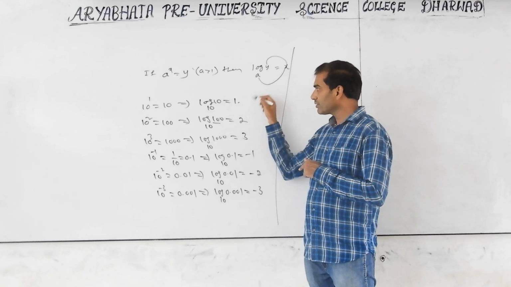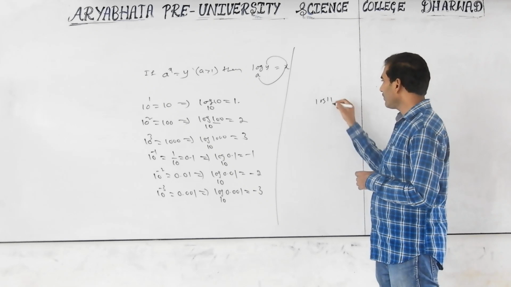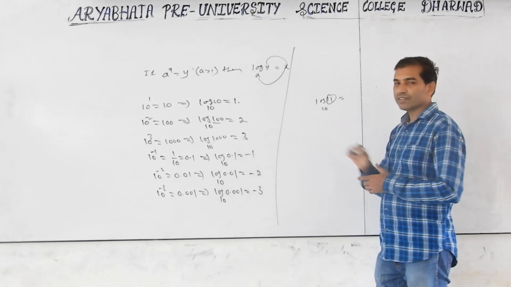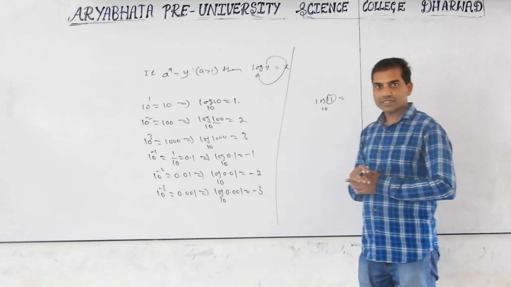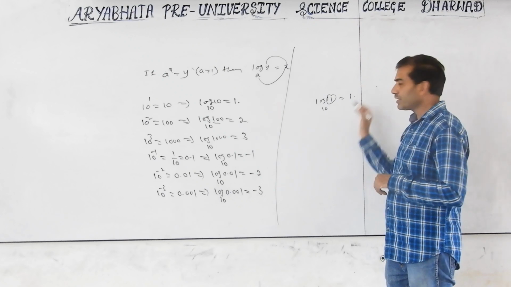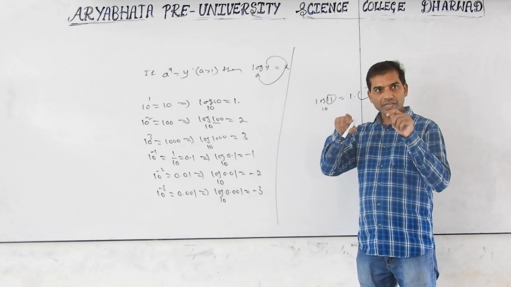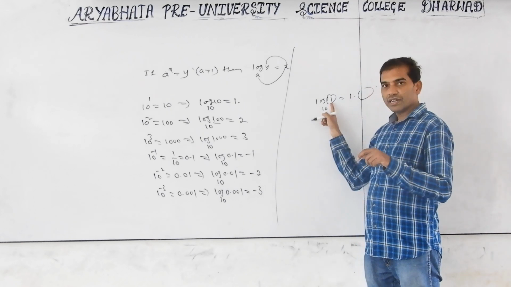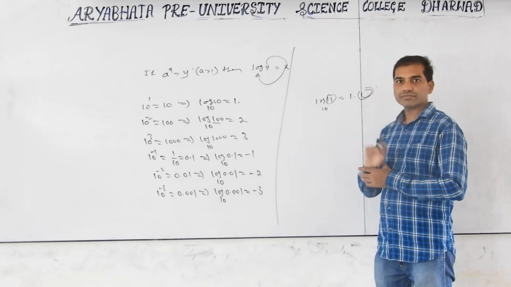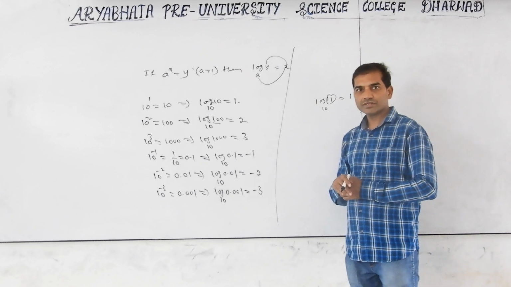The next point is the decimal. For example, log 11 base 10: how many digits are there? 2 digits, so the characteristic is 1. The decimal point we will get from the table. In the 11th row and 0 column, if you see, you will get the value. That is called the mantissa, and this is the characteristic.